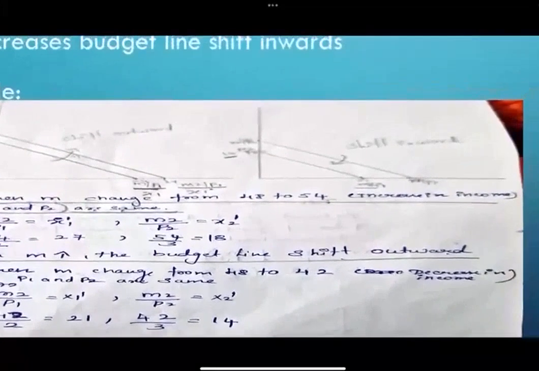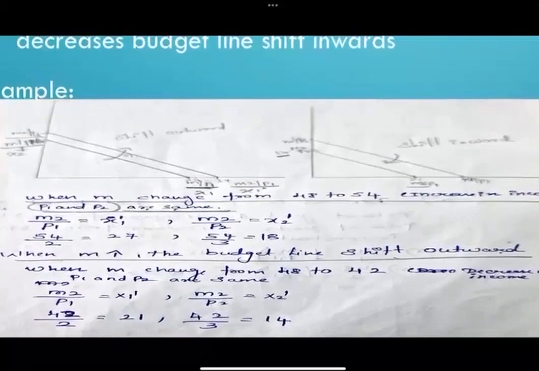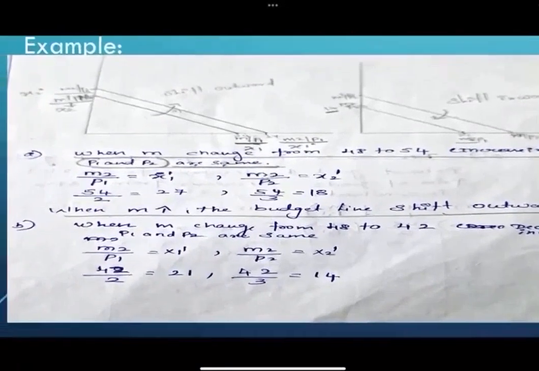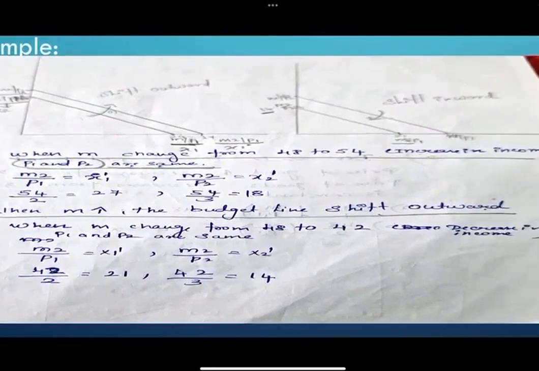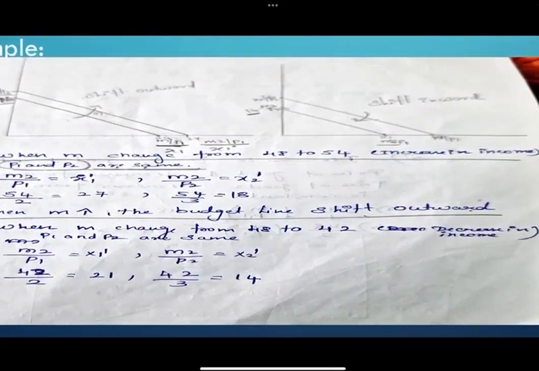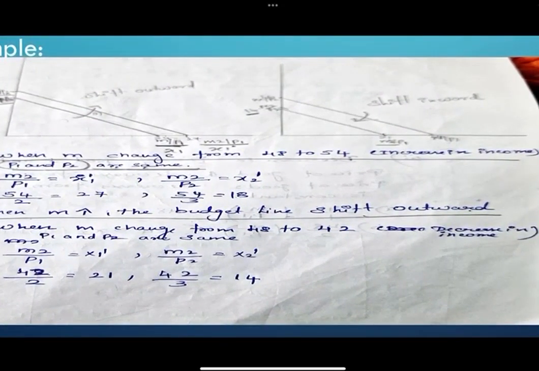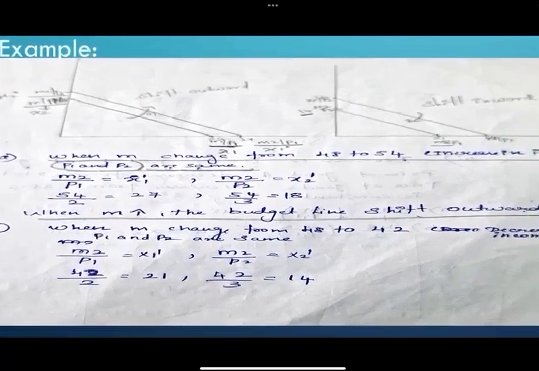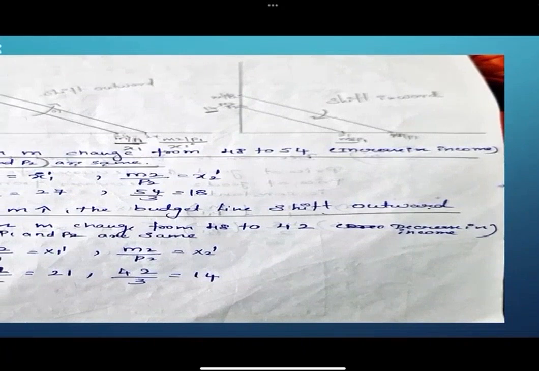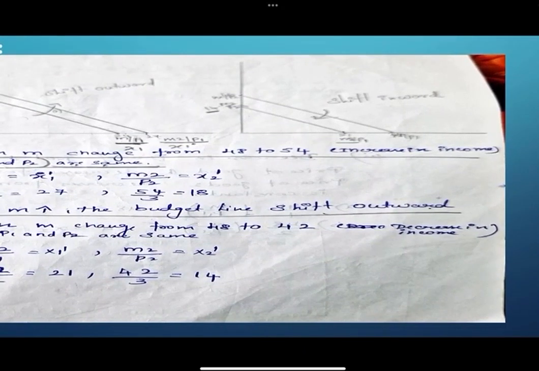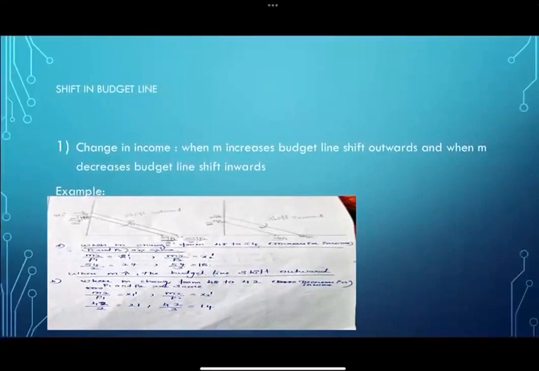Because of that, the budget line shifts inward. See, first you have consumed how much? How many units of X? You have consumed 24 units of X1 and 16 units of X2. After your income has decreased, you are consuming 21 units of X1 and 14 units of X2. This is the reason why the budget line shifts inward and outward.